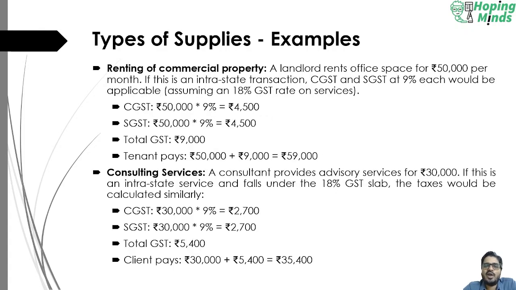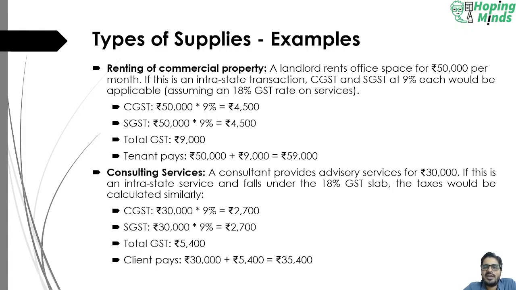Next we have renting of commercial property. This is the example of supply of services. So a landlord offers office space for rupees 50,000 per month. If this is an intrastate transaction, CGST and SGST will be charged each at 9%. Then the CGST will be rupees 50,000 into 9%, which comes to rupees 4,500, and SGST will also come to rupees 50,000 into 9%, that is 4,500. So the total GST will be 9,000 and the tenant has to pay rupees 50,000 plus rupees 9,000, that is 59,000. Next we have consulting services.